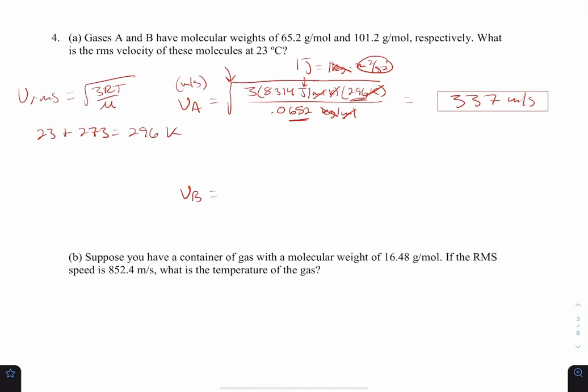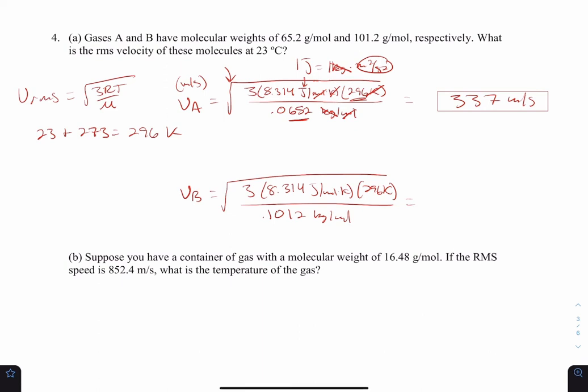Then for gas B, just do the exact same thing, just plug in the different values. So here I've got 8.314. I've got the same temperature, right? They're both at the same temperature, so I'm going to leave them at 296 Kelvin here. The only thing that changes is I'm changing this to 0.1012 kilograms per mole. And then just solve. In this case, you get about 270 meters per second.